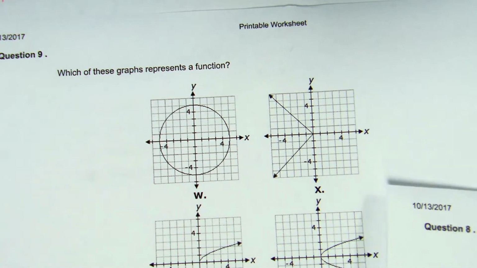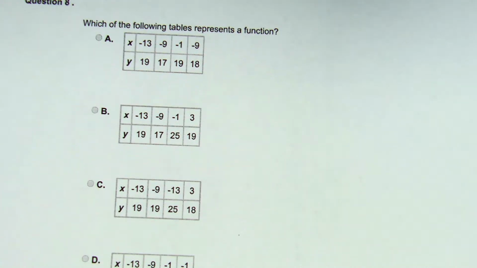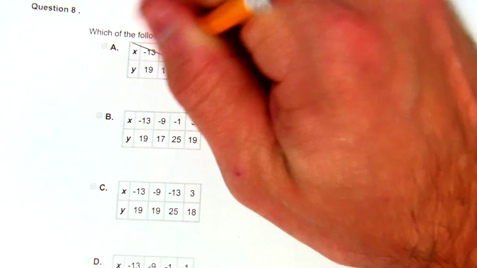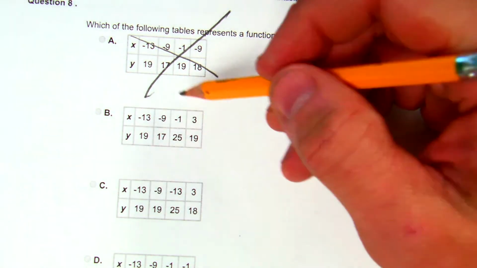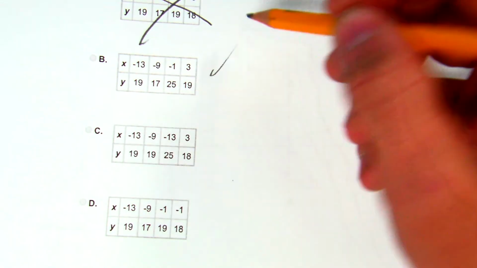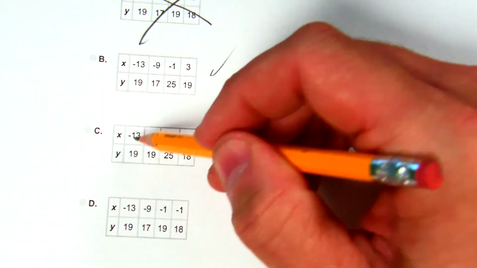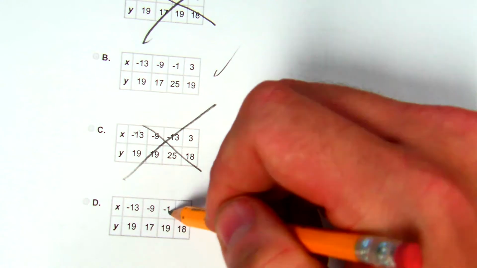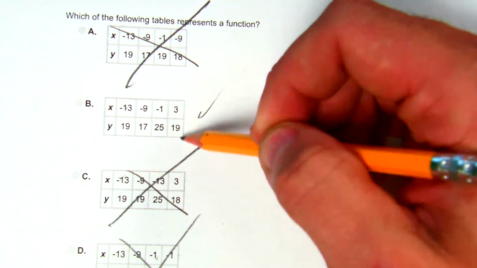Okay. Another mapping. Then they give us a table. Tables behave the same way as the mappings do. X is your radio station. So right here, the -9 is taking me to 17 and taking me to 18. No good. Let's jump down to C. This one looks good just by eyeballing it. But -13 is trying to take me to 19 and 25. No good. D, I got -1 and -1 going to 19 and 18. No good. This one, every button has its own radio station.